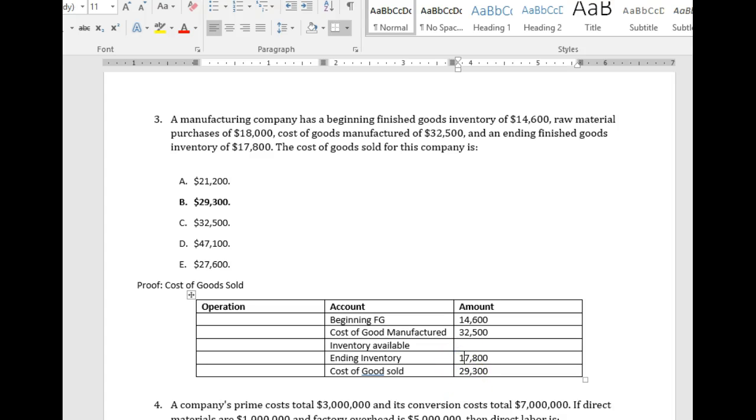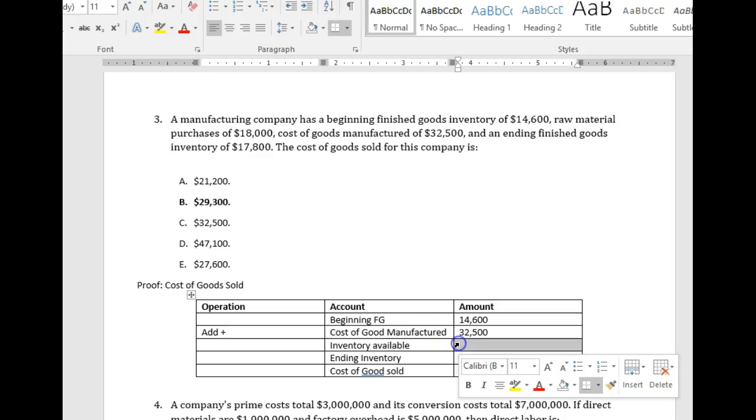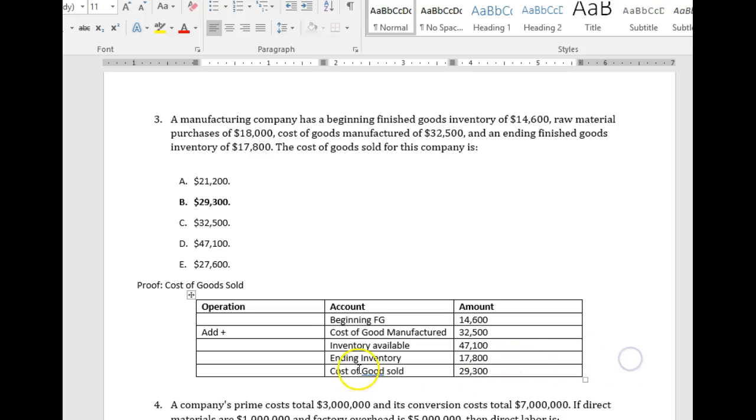So how do you come up with 29,300? So that's what this is for. If I start with beginning inventory and I add, and you can use add or plus, whichever one you want, add that to the beginning finished goods, I'm going to come up with what my inventory available is, and that is 47,100. Okay, so this equals, and you need to write these out to the side so you know what's going on.